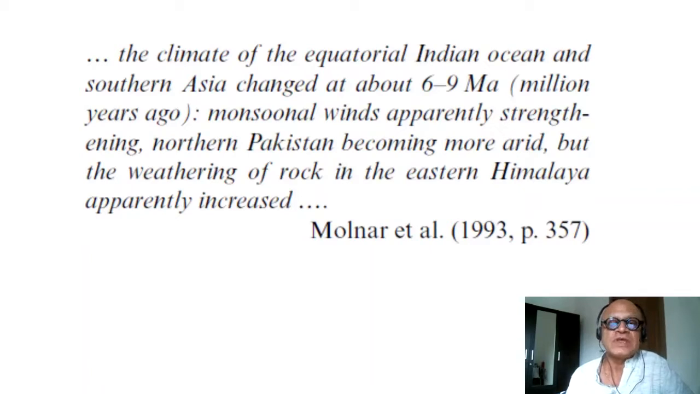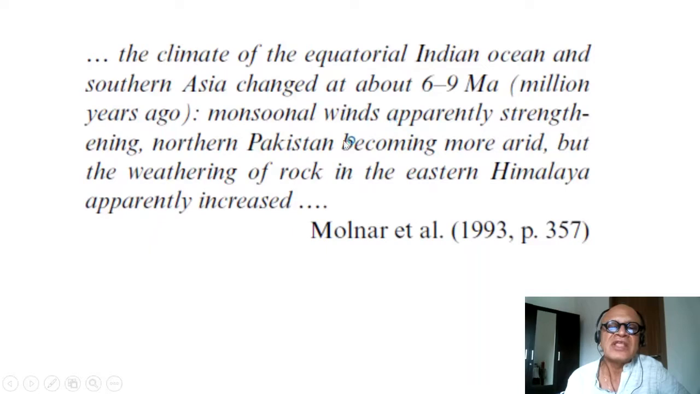There is a threshold that we will look at, and we also know that over millions of years the Indian subcontinent has moved across the equator, crashed into the Asian landmass, and is still continuing to push northward, which created the Himalayan mountains. So as you can imagine, the climate of the equatorial Indian Ocean and southern Asia changed at about 6 to 9 million years ago, when the current configuration of the Himalayas got set up.